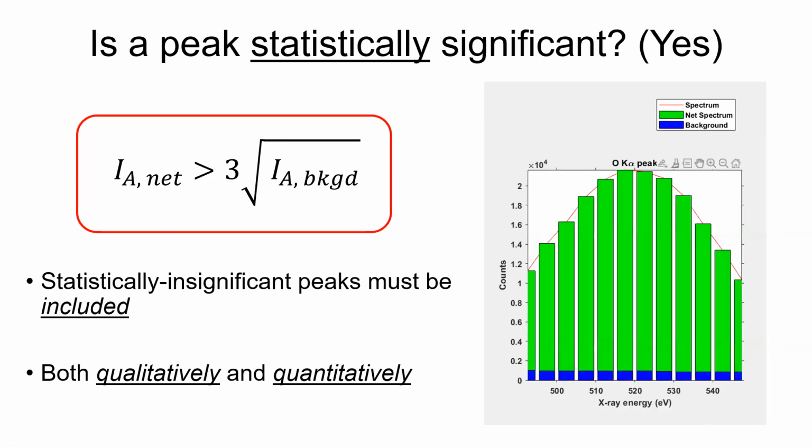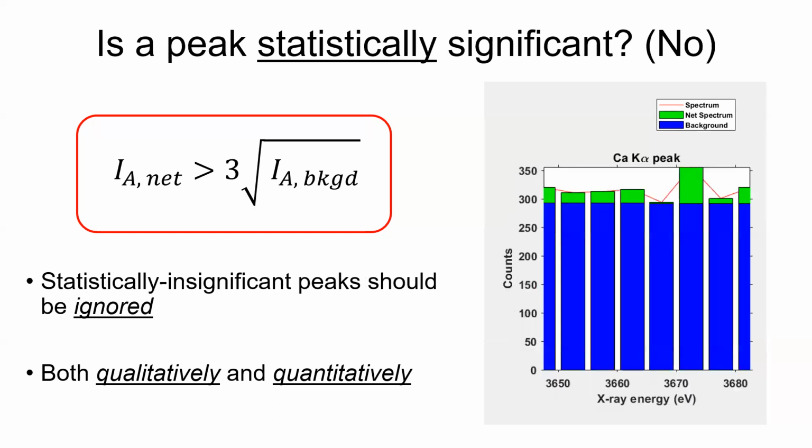Here's an example, of course, of a peak that is statistically significant. You can see very obviously, you don't have to do the math. This is very obvious. So my net spectrum is outweighing the background by quite a bit, just in terms of the raw area. So this is very obviously a statistically significant peak. But you can't always tell just by looking, so you do have to do the math to see if you actually meet this criterion.